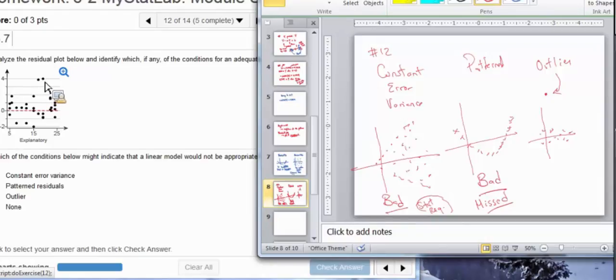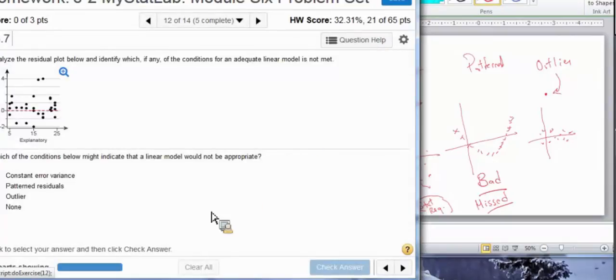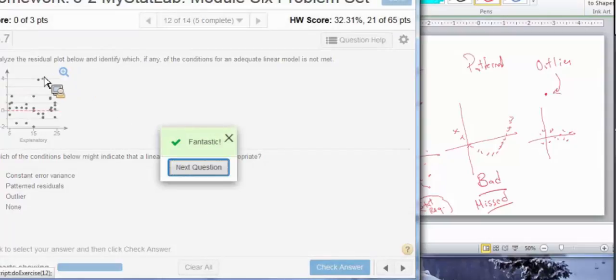We could probably do a test to see if they're outliers or not. For me, I'm not sure. Could be one way, could be the other. Definitely no pattern, definitely no fan. So my guess, are these 2 outliers? Maybe. So I would guess maybe they're outliers. Okay, so my stat lab also wanted these to be outliers.